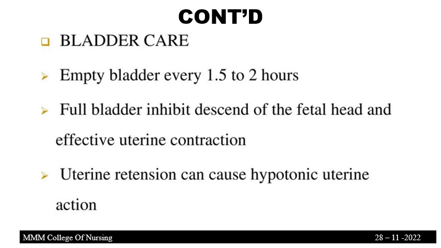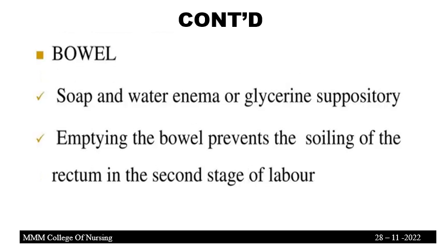So activities of daily life should be helped for the mother. And bladder care: empty the bladder every 1.5 to 2 hours. A full bladder inhibits the descent of the fetal head, which I said already, and effective uterine contraction. So a full bladder inhibits the whole labor process. So we have to always make sure the bladder is empty, and urinary retention can cause hypertonic uterine action. Because of the full bladder, it will affect the third stage also, because the uterus will not contract properly during the third stage, which sometimes may lead to postpartum hemorrhage.